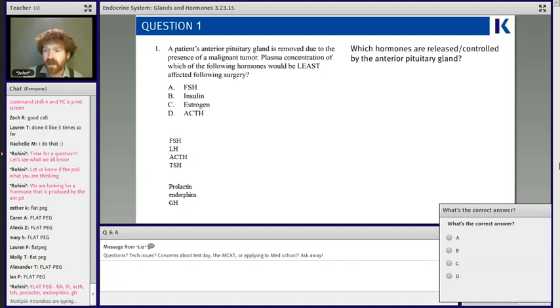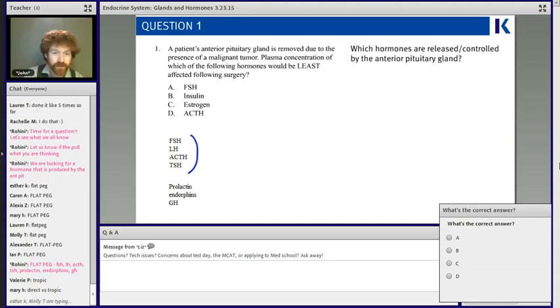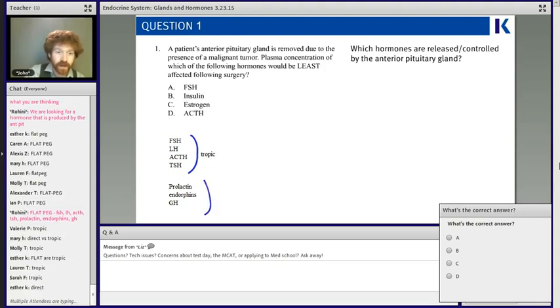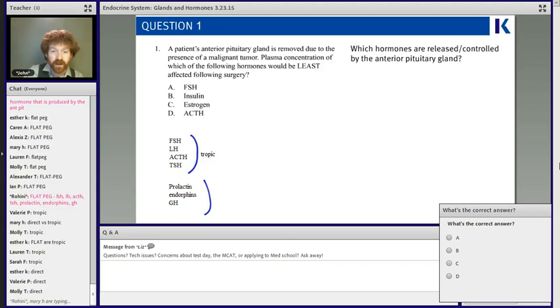It's namely because, what is true of these top four? I'm drawing with my mouse, so it's not going to look as good as normal. I apologize. They are tropic hormones, exactly. Whereas the ones on the bottom right here, these are all your direct hormones. Nice work. They go directly to whatever it is they're going to act on.